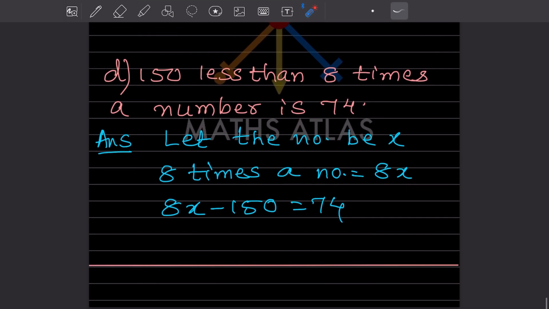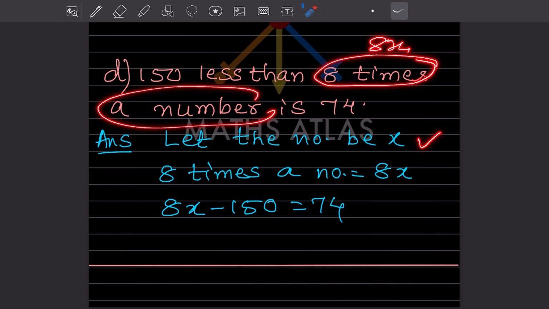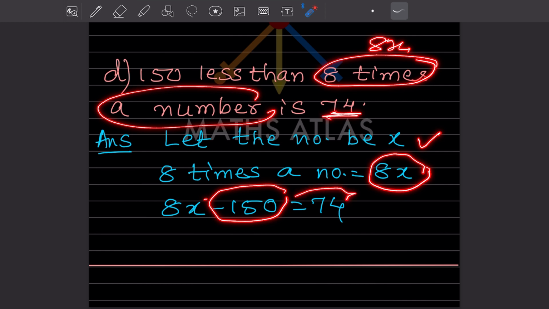Now next says that 150 less than 8 times a number is 74. 8 times means this is going to be 8x. A number means let us consider the number as x. 8 times a number means that is going to be 8x. And 150 less means 8x minus 150 and is 74 means is equal to 74.